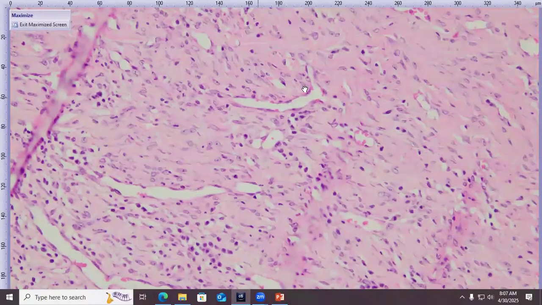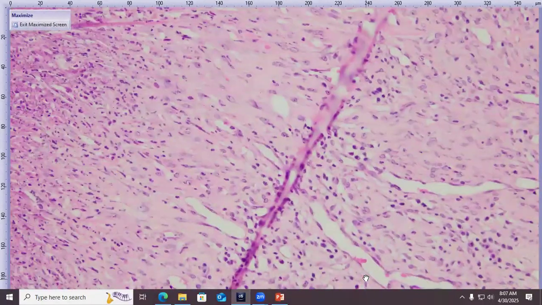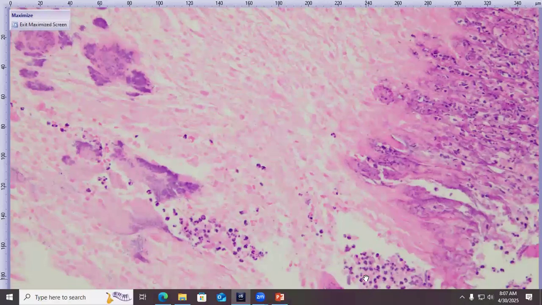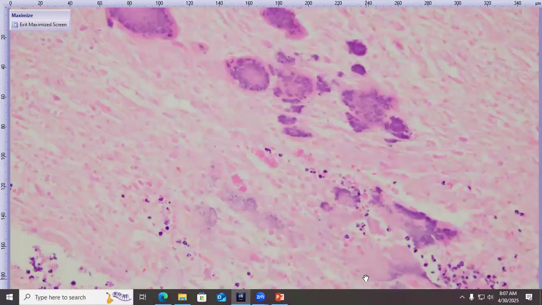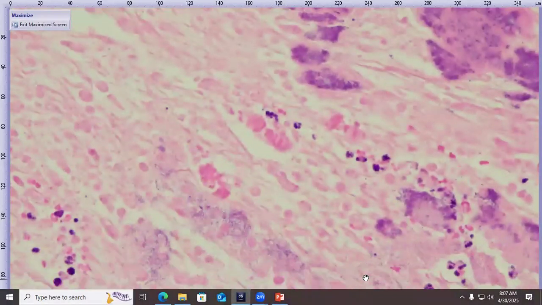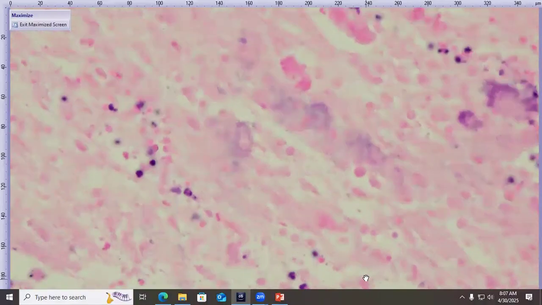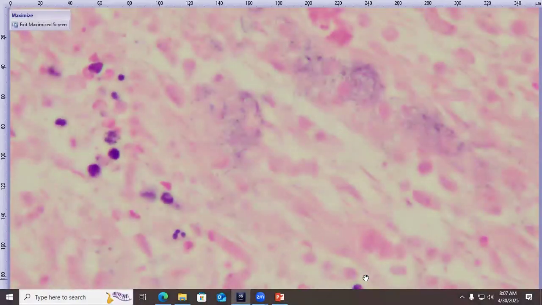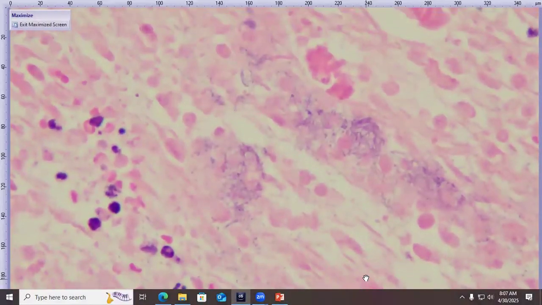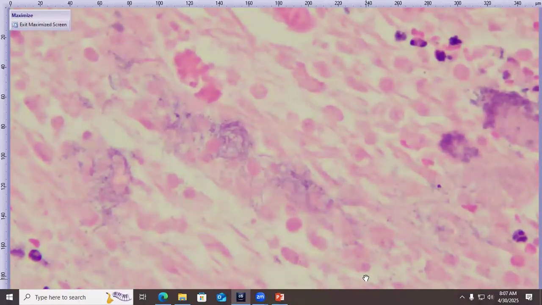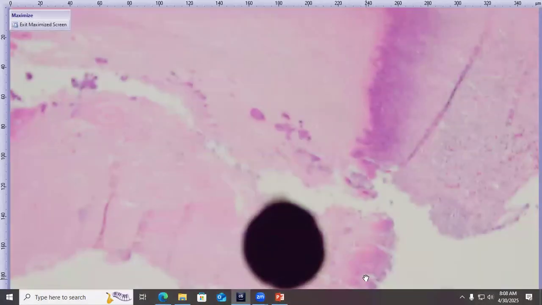So we have all these small caliber vessels. They're lined by plump endothelium, and there's just a bunch of collagenous tissue that is being laid down. And within these zones of necrosis, there's also bacteria. Can go even one closer. Yeah, so we have these kind of filamentous bacilli within our areas of necrosis. And that's a pretty repeatable finding.